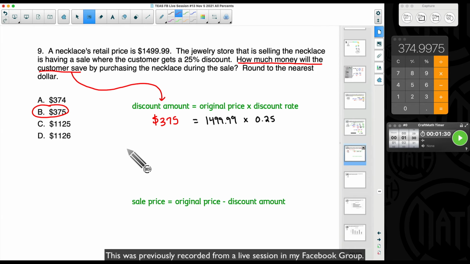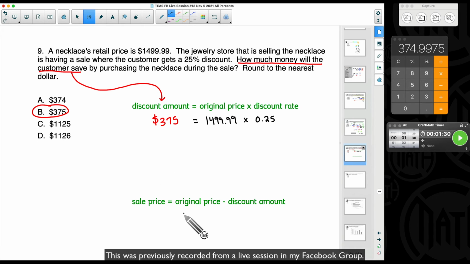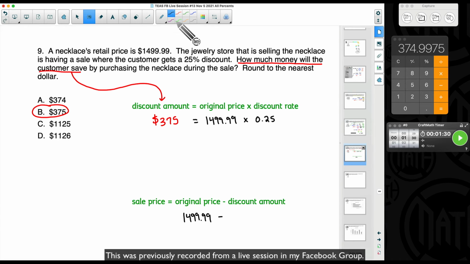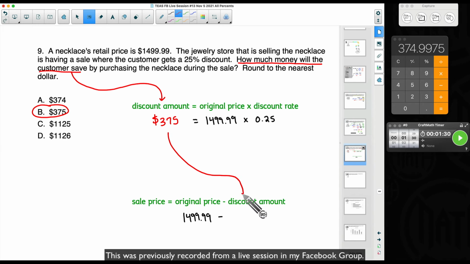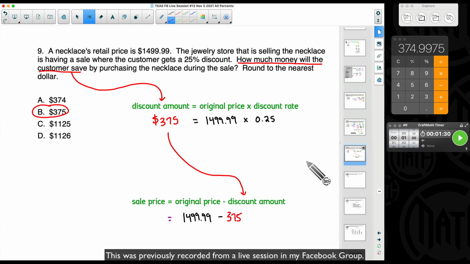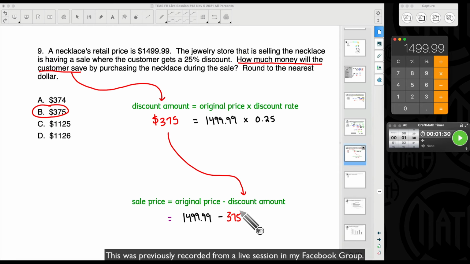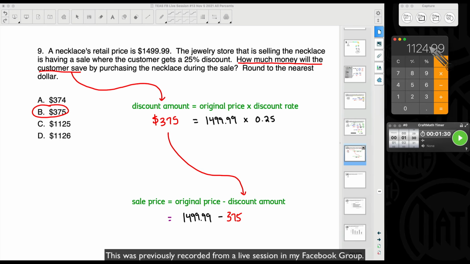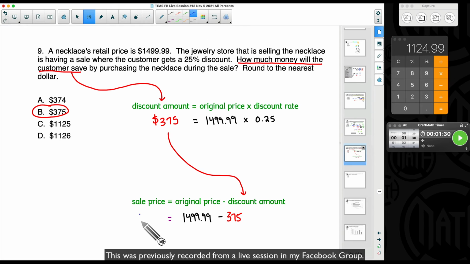Now, the question could say, what's the sale price? To find the sale price, we take the original price of $1,499.99 and we subtract the discount amount. Now this could be another question you could see. So the original price minus the discount amount, subtract that 375 bucks. Let's take the $1,499.99, subtract the amount of money the customer's going to save, and that would be right around $1,125 approximately.